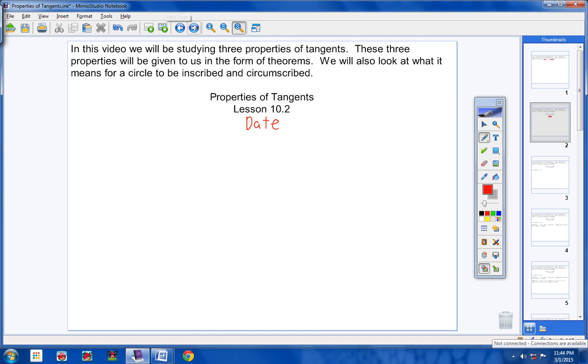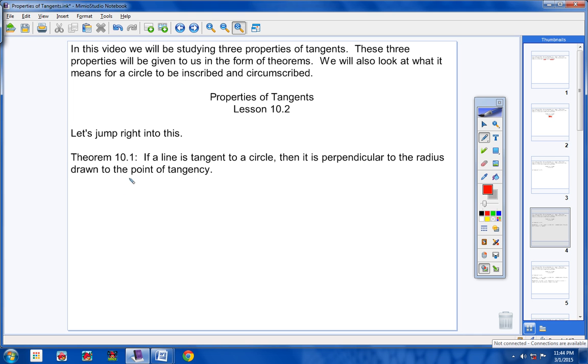Alright, now, like usual, we don't have a lot of time to spare in this class, so let's jump into this right away. Theorem 10.1 that we're going to look at today. Theorem 10.1. Please copy this in your notes. You're responsible for this, and we're going to talk about it in just a second.